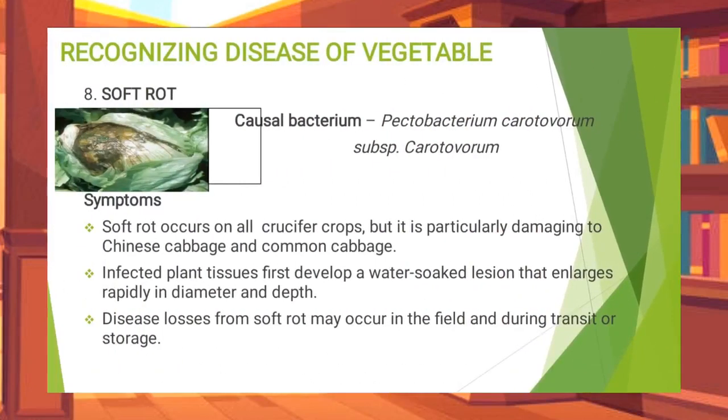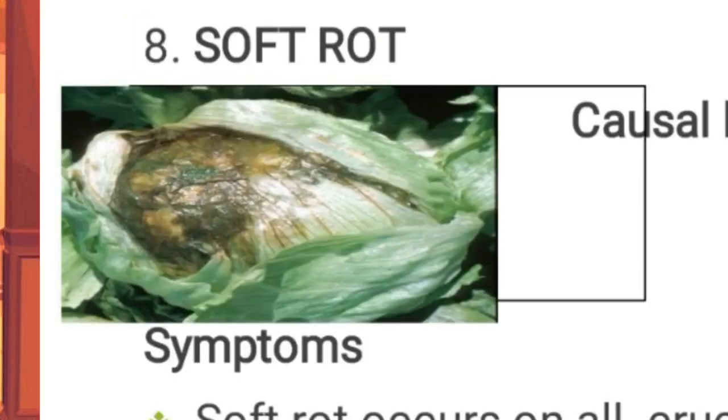Soft rot. So, mo na siya causal bacterium niya. So, ang symptoms niya is rough rot occurs on all crucifer crops. So, but it is particularly damaging to Chinese cabbage and common cabbage. So, infected plant tissues first develop a water-soaked lesion that enlarge rapidly in diameter and depth. So, natawang example, wala siya nasa punuan siya nga sa ilalom na siya effect.